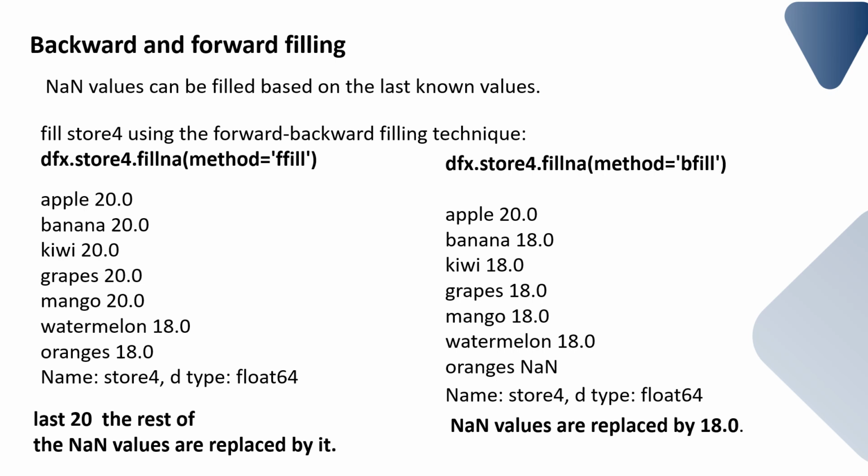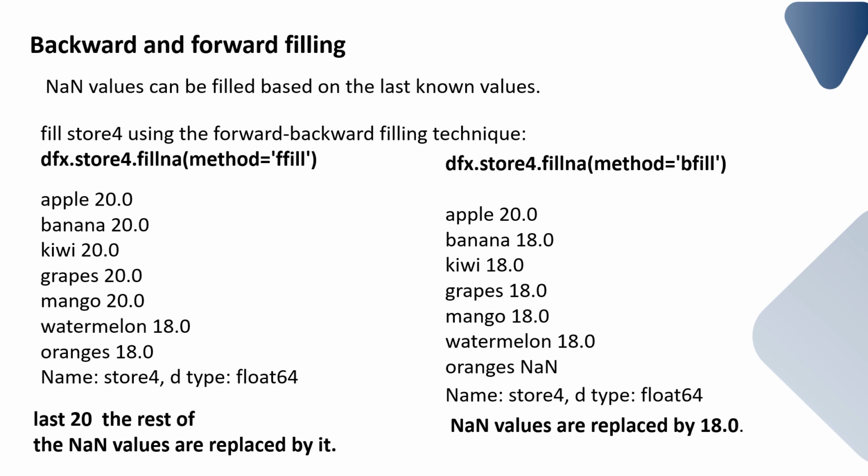Next kiwi. Kiwi is a NaN value. We need to check the before value. Before value is banana, 20. So kiwi also 20. Next grape. Grape value is a NaN value. We need to check the before value. Before value is kiwi. Kiwi value is 20. So grape also 20. Next mango. Mango consists of NaN values. We need to check the before value for forward filling. Grape value is 20. So mango value is 20.